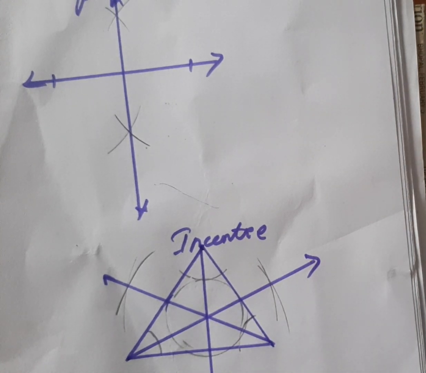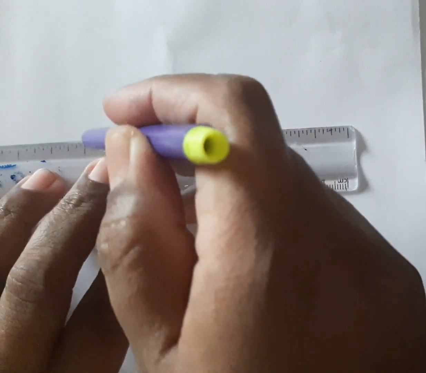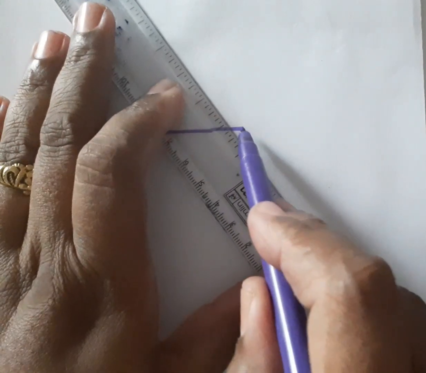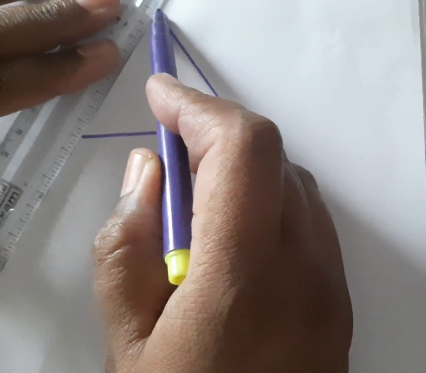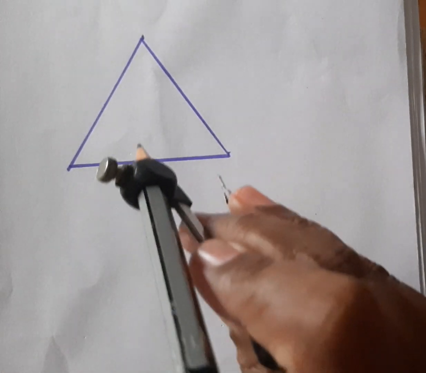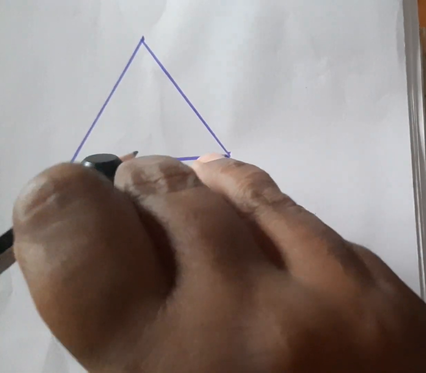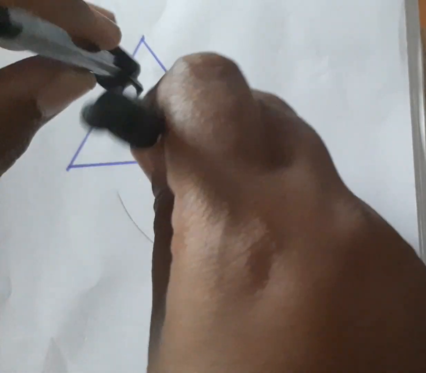And for what have we done this? We have bisected the angles. Understand? Now next I will explain the circumcenter. For the circumcenter also, I will draw a triangle. But for this, we have to bisect the segments. So I have taken this measure, drawing more than half, and drawing arcs downward as well as upward.